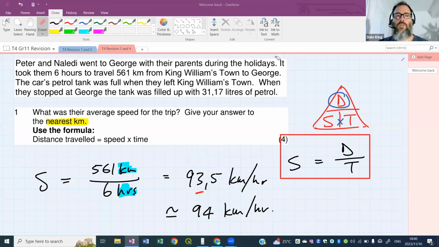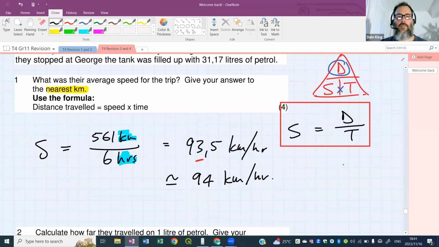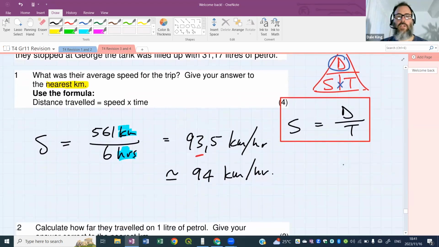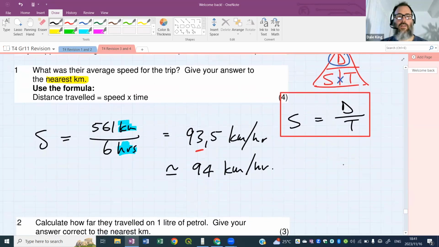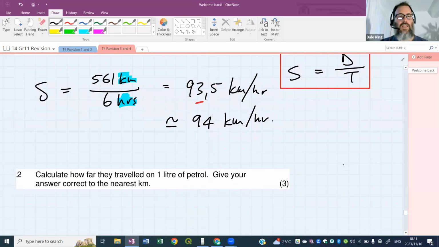Okay, so yes, we have to divide. All right, don't worry about the formula. We have to get speed S by itself here. So that's why we're doing distance divided by time. All right, and rounding off to the nearest kilometer per hour. Okay, let's see what else they got for us. Here we go. Calculate how far they traveled on 1 liter of petrol. Give your answer correct to the nearest kilometer.